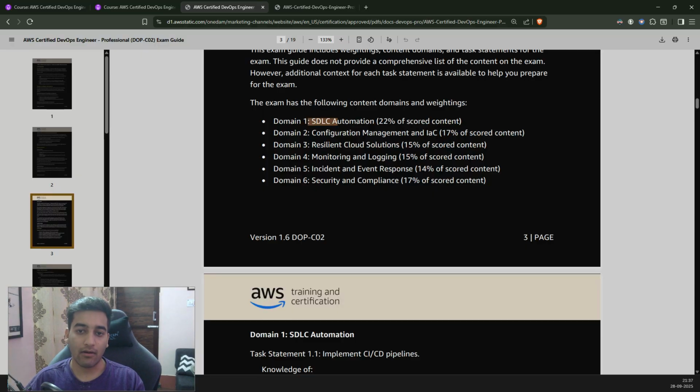And then we have configuration management and IaC. We have resilient cloud solutions. We have monitoring and logging. We have incident and event response. We have security and compliance.